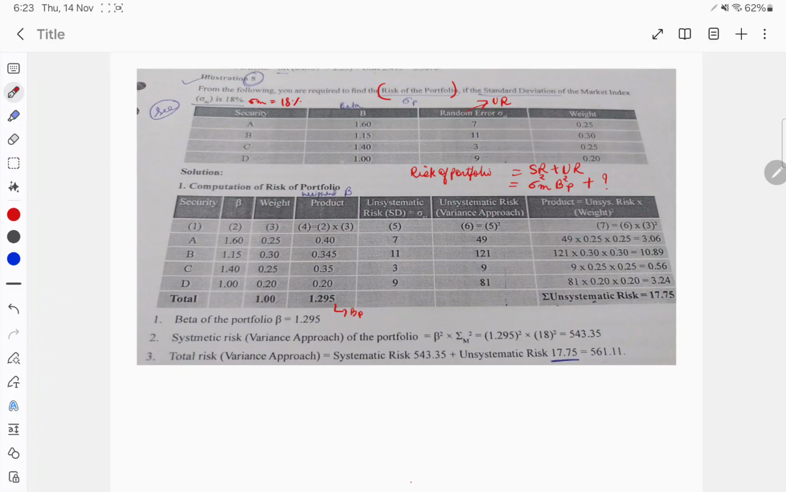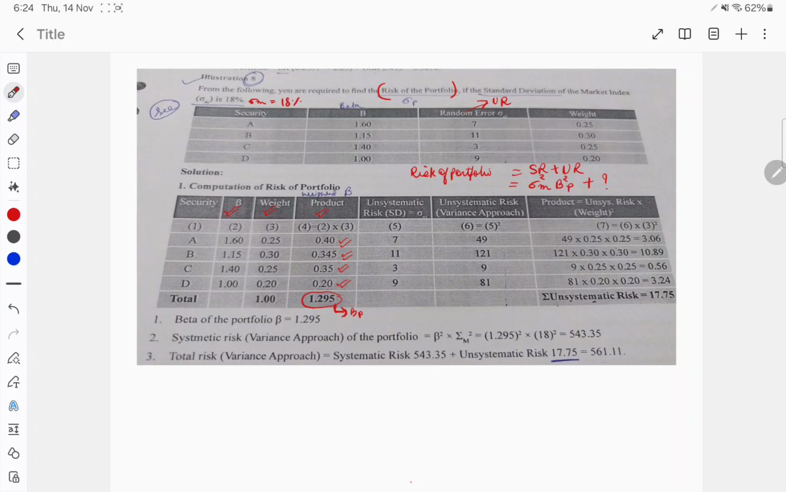So here in the question, the beta was given and the weights were given. You wrote beta in one column, weights in another column, and you multiplied the beta with the weight, which gave you the product for each of the securities, which was 0.40, 0.345, 0.35, and 0.20. You did the summation of all four of them. So the value which came up is the beta of the portfolio, because you multiplied the beta with the weight and came to the solution.